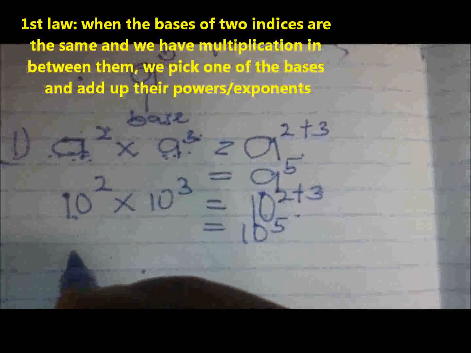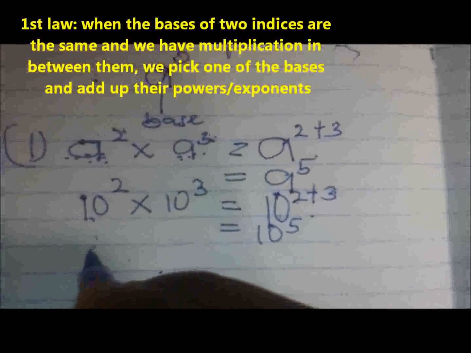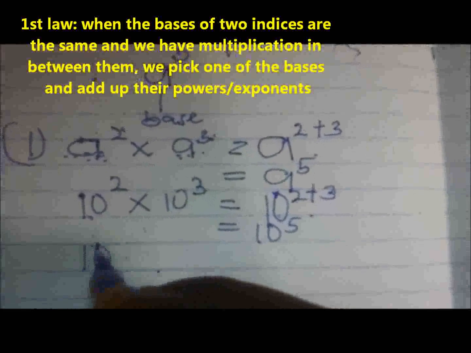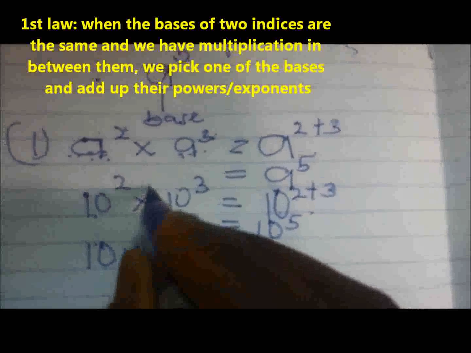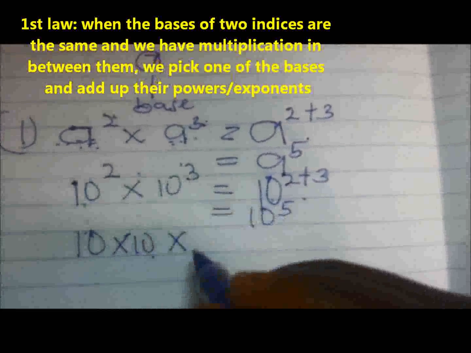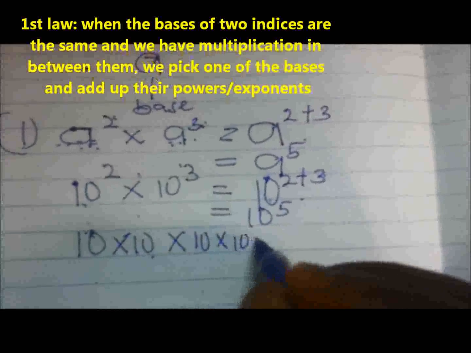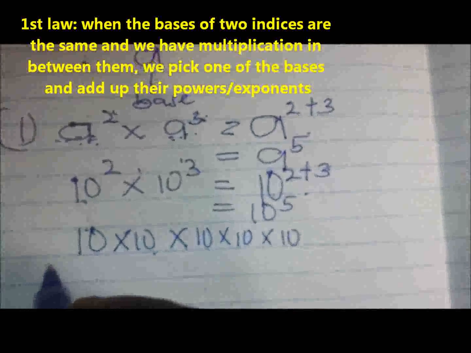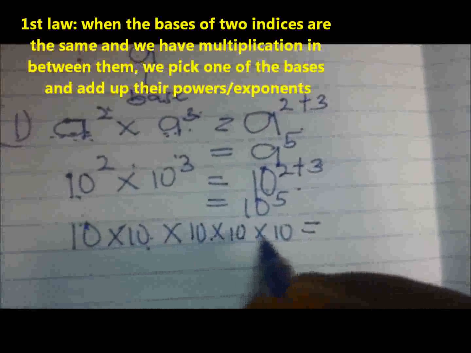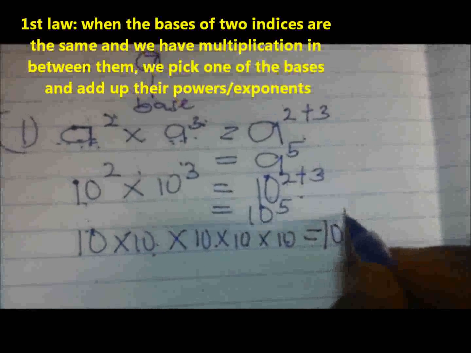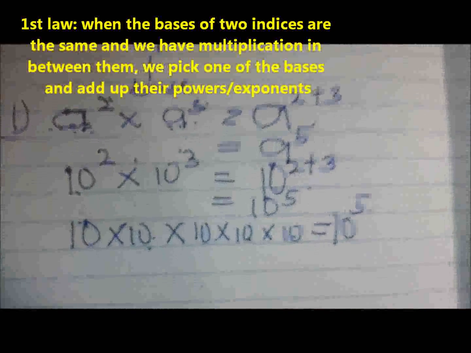In order to verify our answer, we can use a longer method. 10 raised to the power of 2 is 10 times 10, multiplied by 10 raised to the power of 3, that is 10 times 10 times 10. And this is going to give us 10 times 10 times 10 times 10 times 10, and that's going to give us 10 raised to the power of 5.